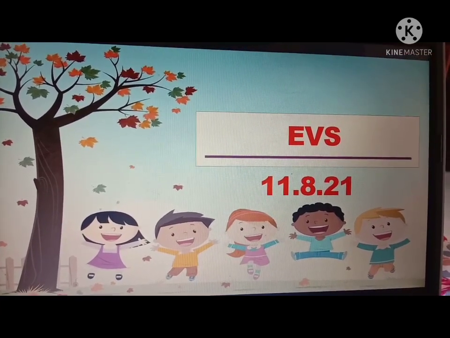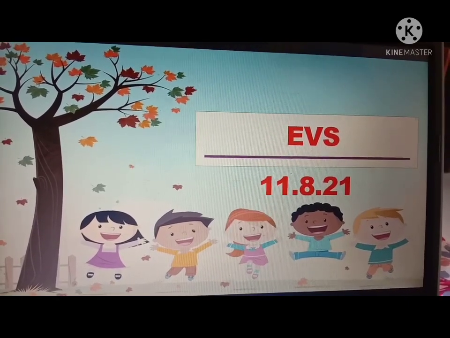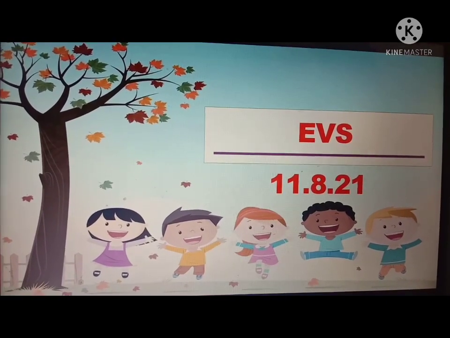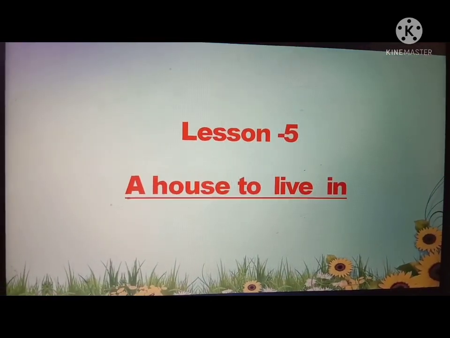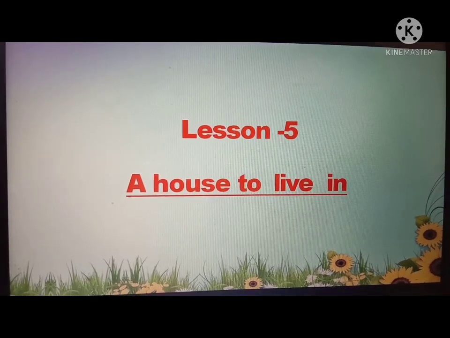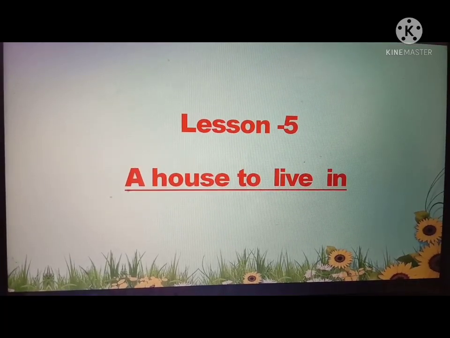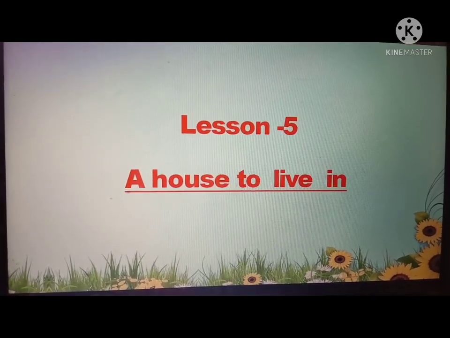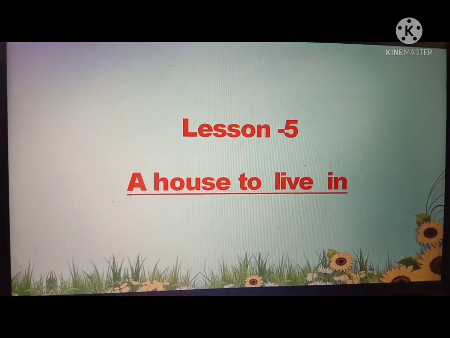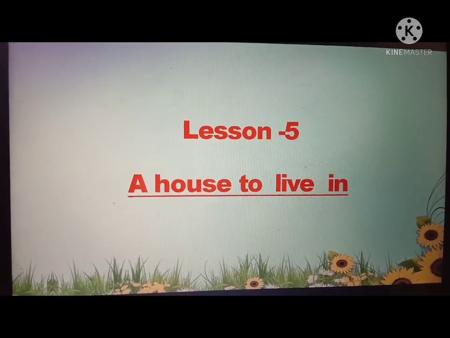Today's date is 11th of August, 2021. Children, as we are studying lesson 5, A House to Live In, first we will quickly do revision of this lesson. Lesson 5, A House to Live In. So let's begin.